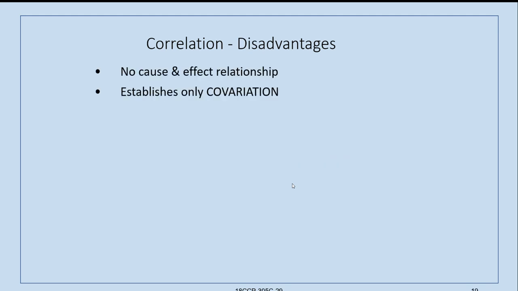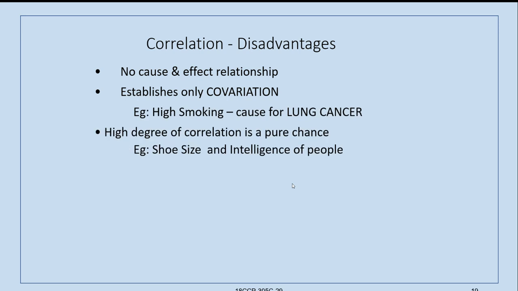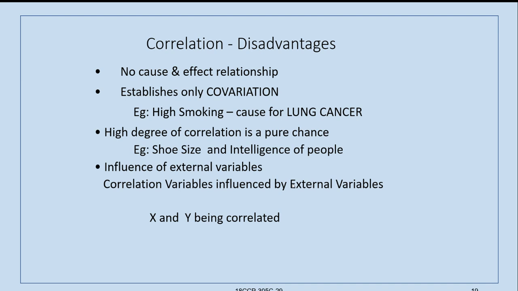And the disadvantage of correlation is no cause and effect relationship. When there is no cause, there is no effect relationship. We cannot measure them. That is the meaning. It establishes only covariation and not measures of causation. High smoking causes lung cancer, we cannot prove it. So that is the meaning. High degree of correlation is a pure chance. High degree of correlation, that means there is complete relation.